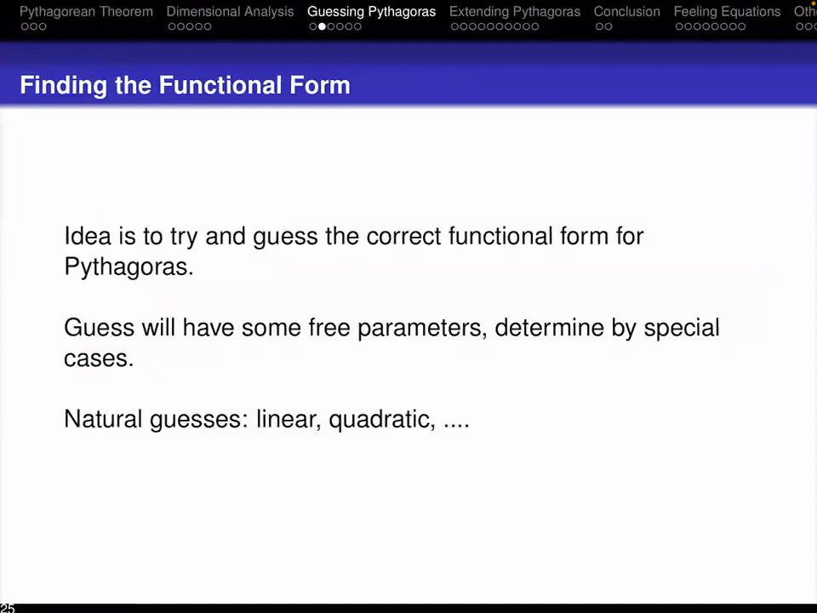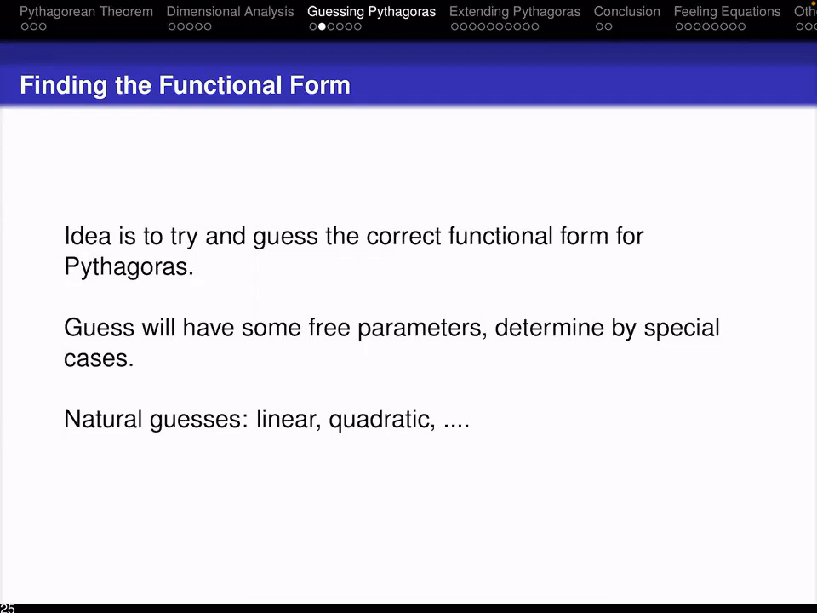Well, let's try to guess a functional form for the Pythagoras. We're going to have some free parameters, and we're going to look at some special cases and try to figure out, can we find values that work in the special cases that we can compute? And again, there aren't that many special cases that we can compute. Now, natural guesses: let's take the simplest formula we can think of. We guess that the formula should be symmetric. And maybe the first one is that it's linear, that C is just some linear combination of A and B.